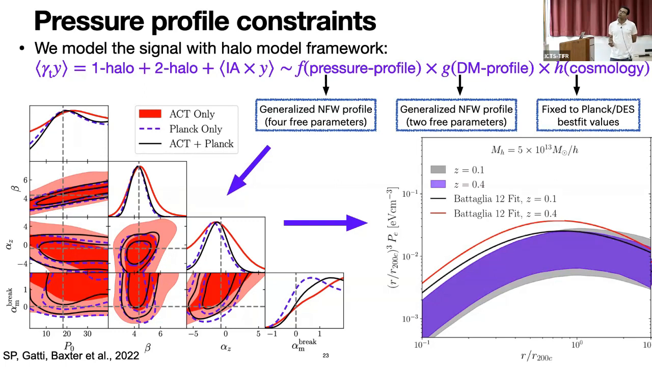So, effectively, it's a function of the pressure profile, the dark matter profile, and cosmology. We vary these parameters, fixing the cosmology to Planck and DES. With the constraints on the pressure profile parameters, you can translate them into what the thermal SZ signal looks like for some halo masses. Remember, this is exactly what was the input in our random forest regressor model. But what's important is that this folds in all the measurement and modeling uncertainties, so what you recover here is the pressure profile with the proper error bars.